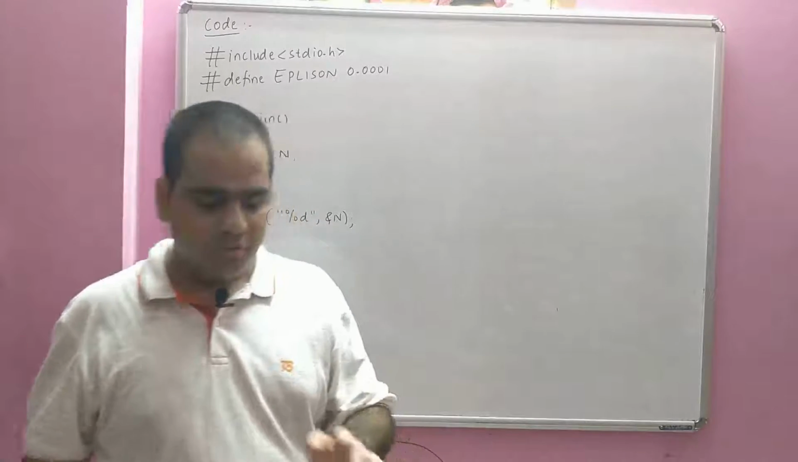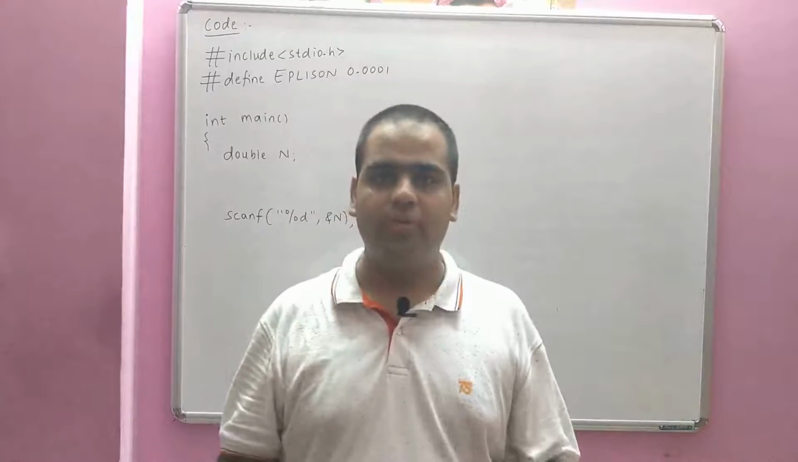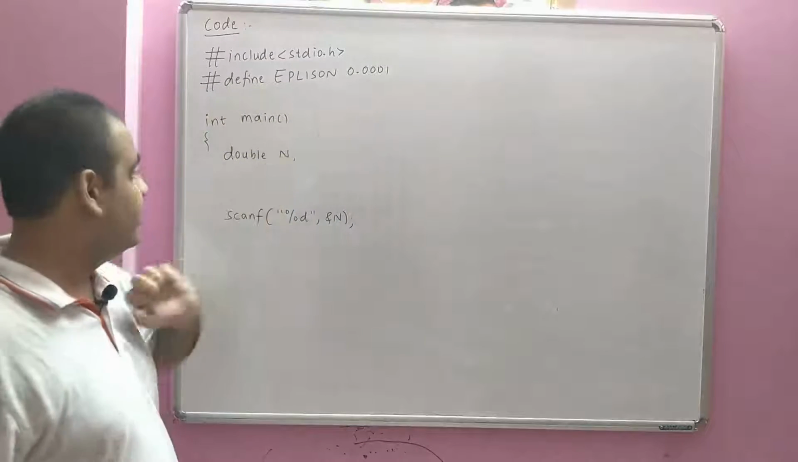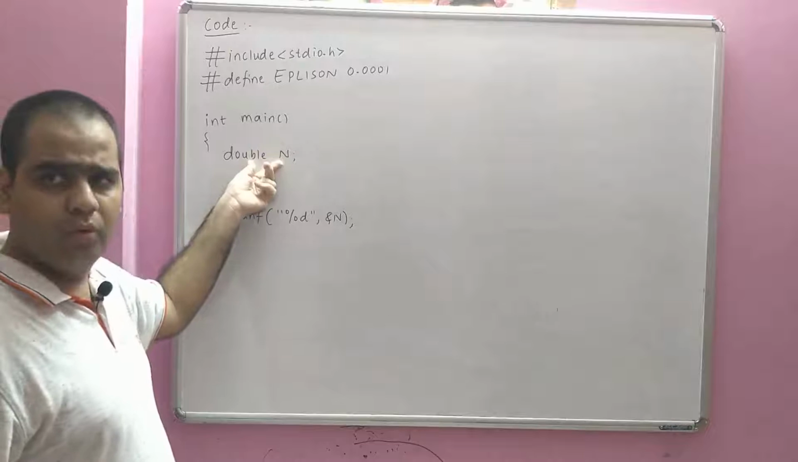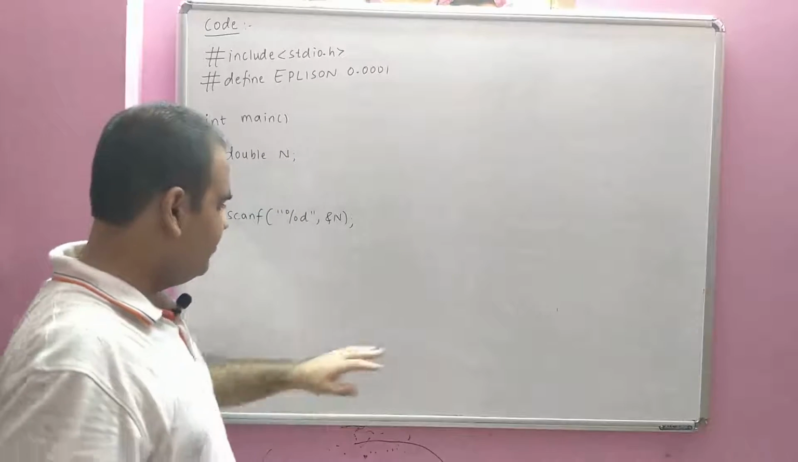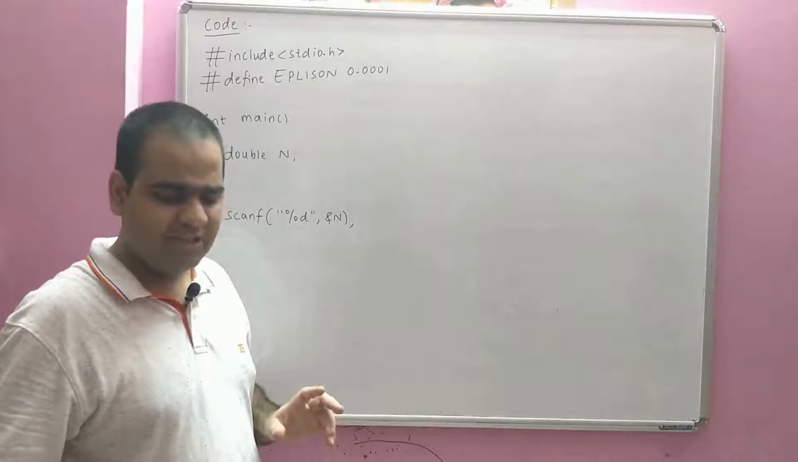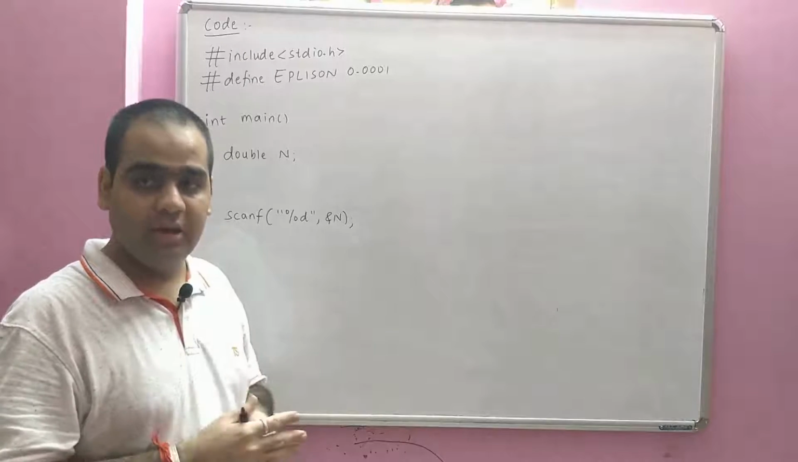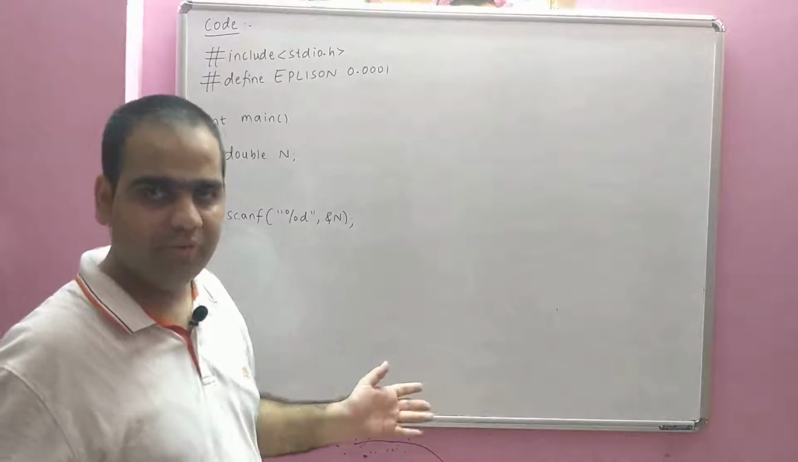Let us see how do we write the code for this particular thing. We say stdio.h, epsilon, the error range. We need the cube root of n. Now, whenever we say cube root of n, first we need to find two values a and b, for which a is negative and b is positive. That is what we have done.